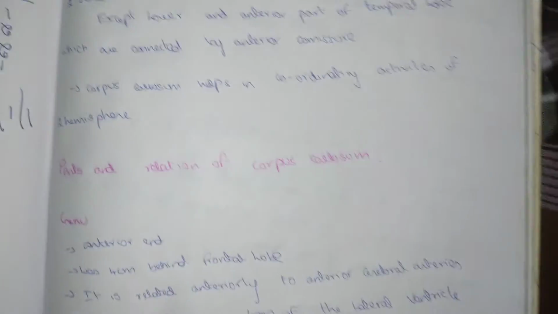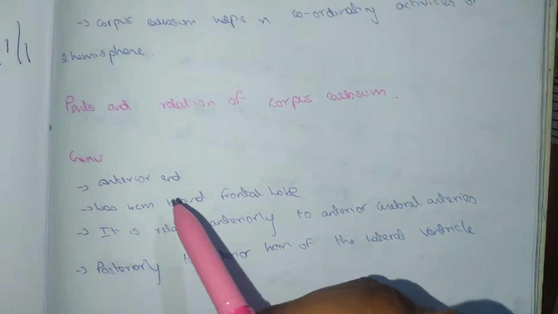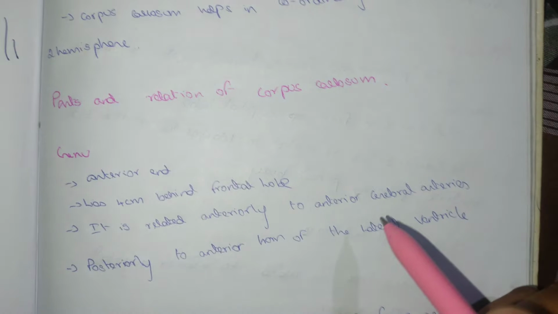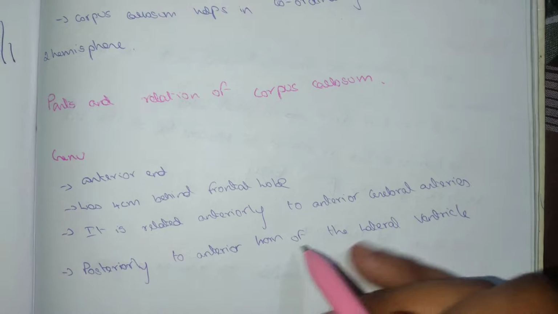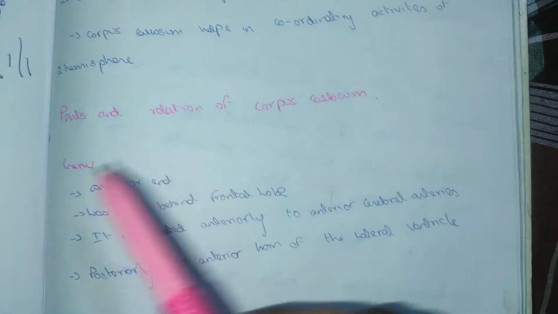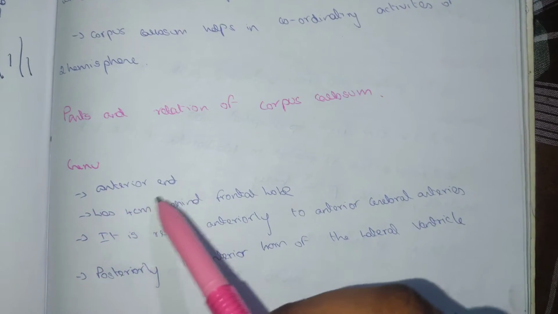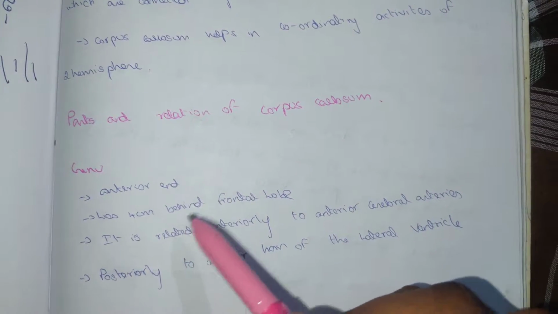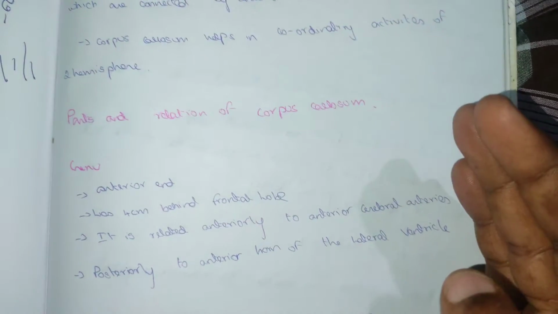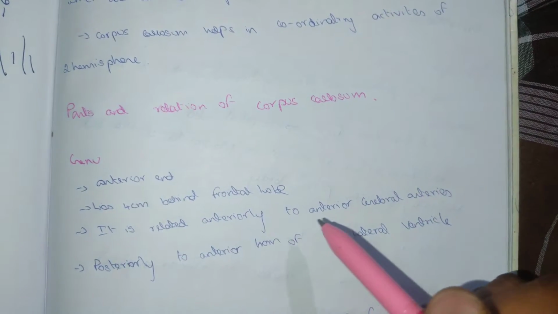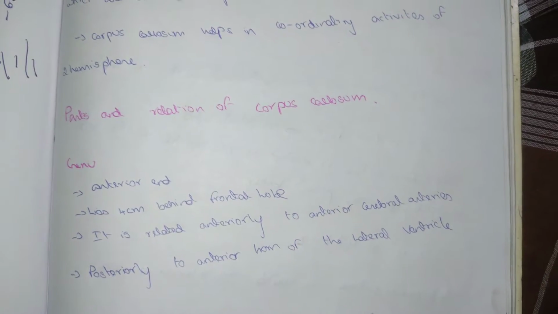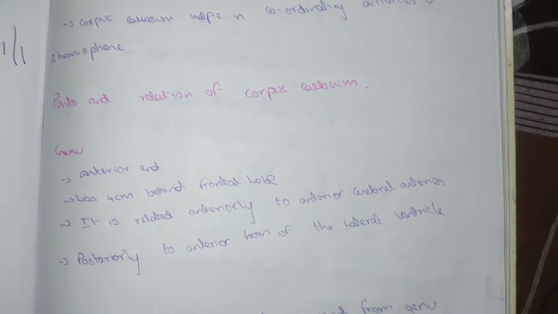The corpus callosum has 4 parts. The first part is the genu, the anterior end, which lies 4 cm behind the frontal lobe. It is related anteriorly to the anterior cerebral arteries, and posteriorly to the anterior horn of the lateral ventricle.